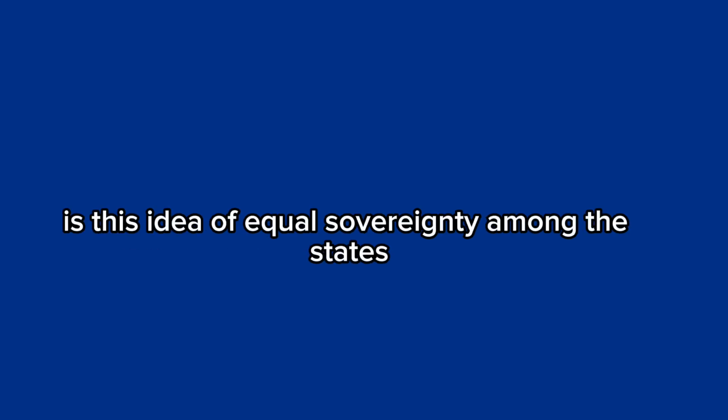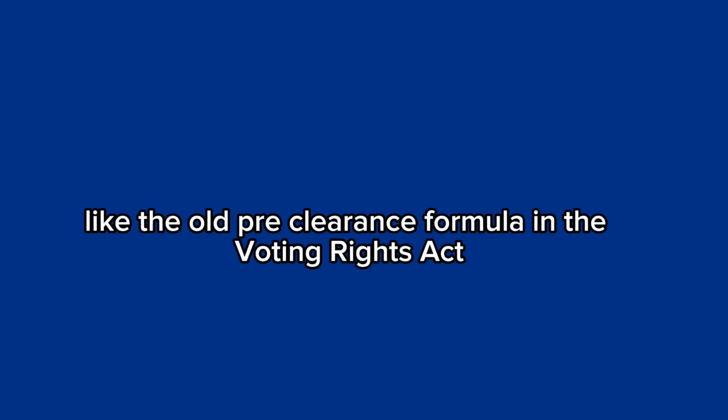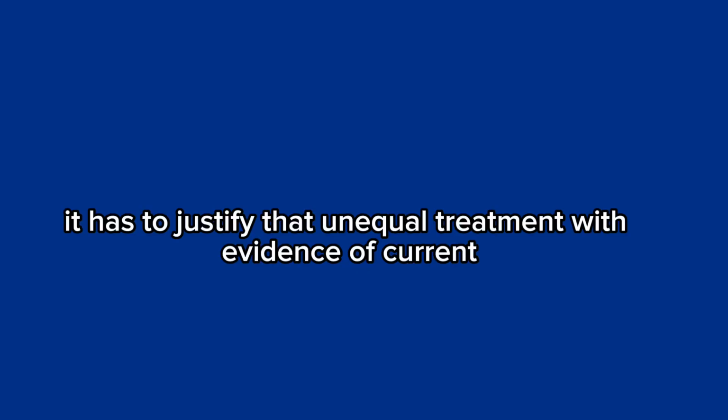The main constraint that's emerged is this idea of equal sovereignty among the states. In Shelby County v. Holder, the court said that if Congress is going to pass a voting rights law that treats some states more harshly than others, like the old preclearance formula in the Voting Rights Act, it has to justify that unequal treatment with evidence of current, ongoing problems. Old historical data isn't enough. Right. It has to be based on the facts on the ground today.